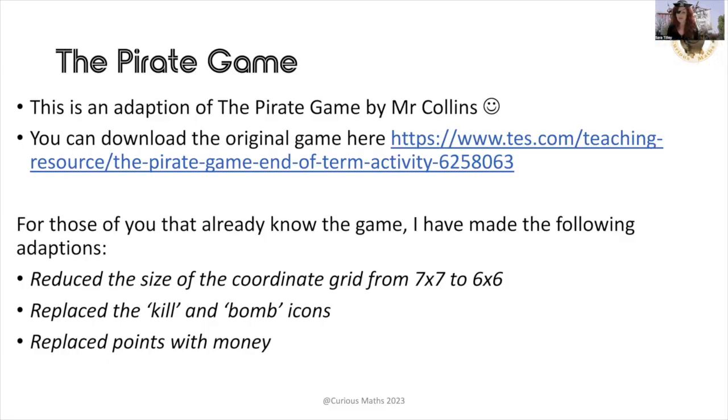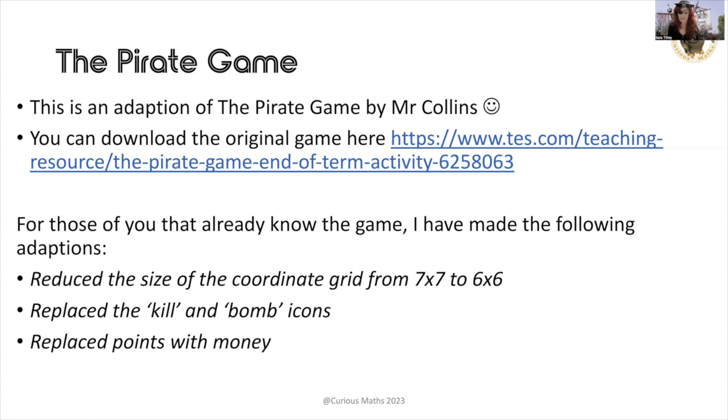This is the PowerPoint that I've made for the children. Now, the first couple of slides are aimed at the teachers, so skip past these once you've read the notes, and then you can use the rest of the PowerPoint with the children. So just to say again, this is an adaptation of the Pirate Game by Mr. Collins, and the things that I've changed for those of you that are familiar with the game is that I've reduced the coordinate grid size because it's originally a 7 by 7 and it takes ages. So I've just reduced it to a 6 by 6 grid.